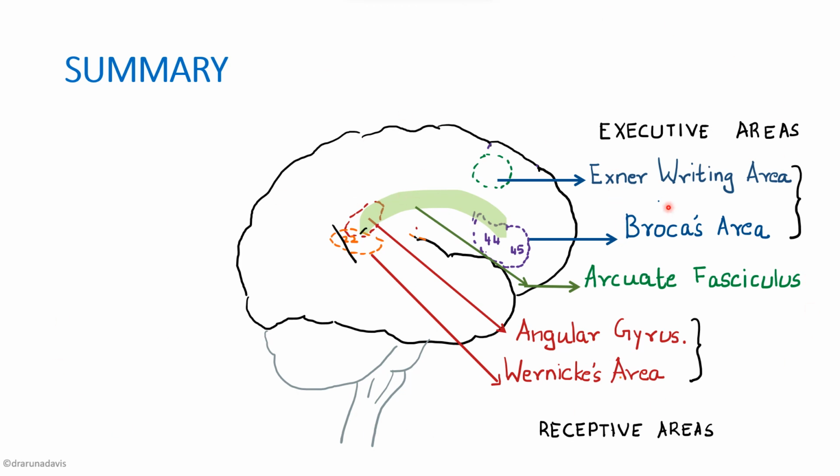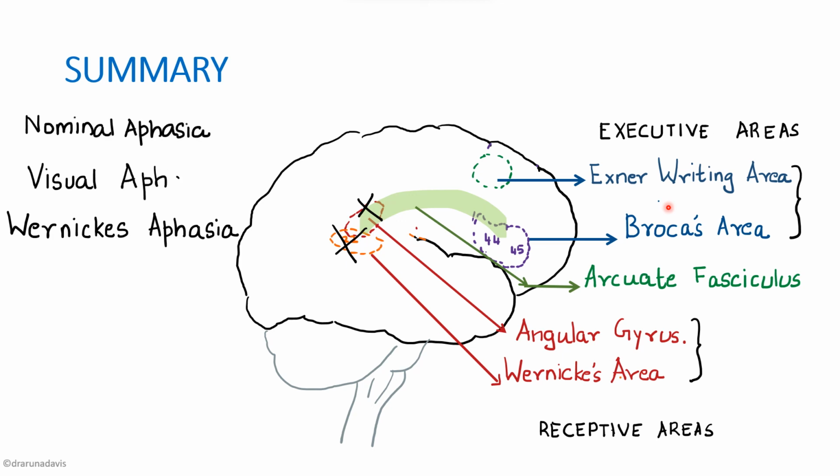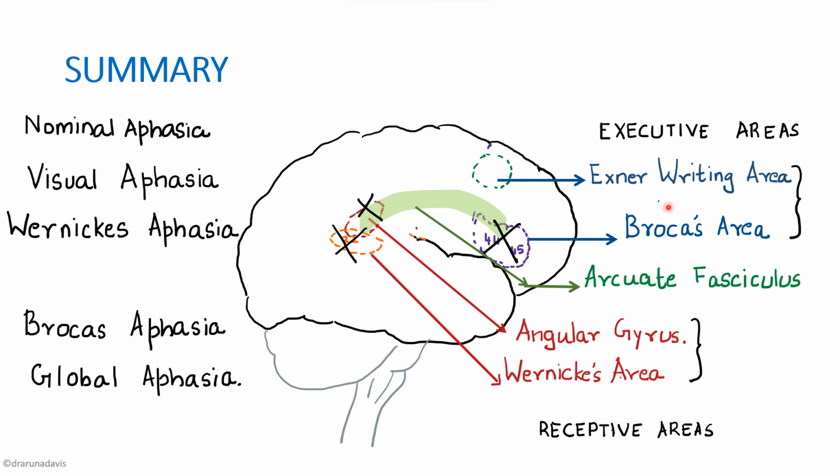Okay, so first when the Wernicke's area is affected, we'll have what is known as Wernicke's aphasia. Then if the angular gyrus is affected, what will happen? There will be visual aphasia as well as nominal aphasia. Then if the Broca's area is affected, we'll have what is known as Broca's aphasia. And then if both are affected, we'll have global aphasia. And finally, if the arcuate fasciculus is affected, we'll have what is known as conduction aphasia.